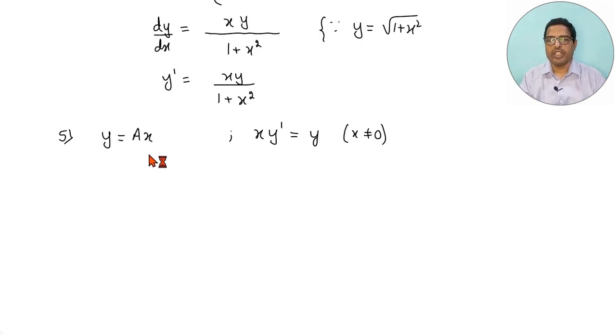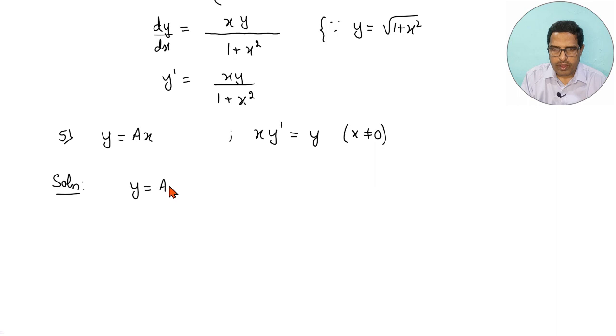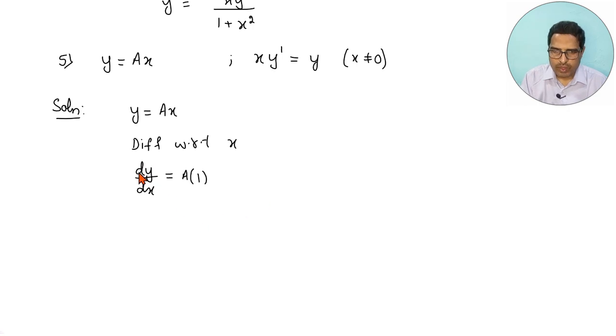The next question is y equals ax, and the given differential equation is xy dash equals y. So this is the given function y equals ax. Let us differentiate with respect to x. The derivative of y with respect to x will be dy by dx equals a as it is. Differentiation of x will be 1. So now this dy by dx can be replaced by y dash, and this a into 1 will be a.